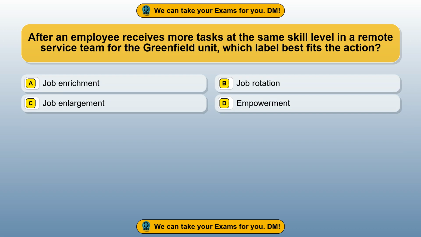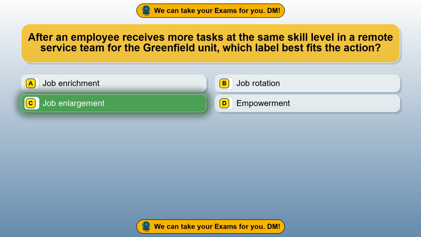Question 24. After an employee receives more tasks at the same skill level in a remote service team for the Greenfield unit, which label best fits the action? Option A, job enrichment. Option B, job rotation. Option C, job enlargement. Option D, empowerment. The correct answer is option C, job enlargement.